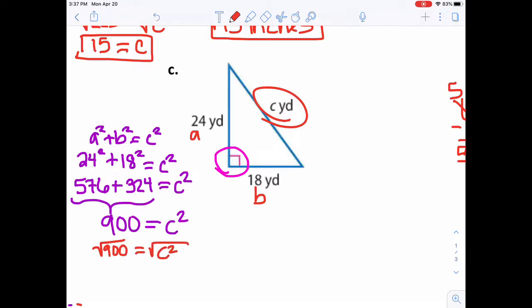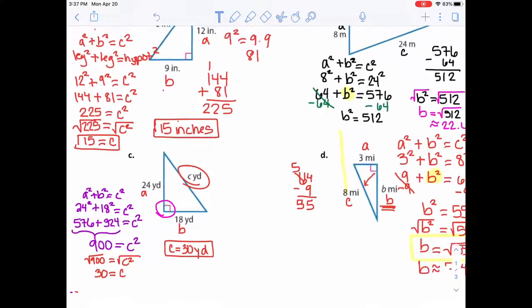Now the square root of c squared is c. And the square root of 900, you can put that into your calculator, or you might know it's just 30 times 30. So c equals 30, and then we want to make sure we put the units, so c equals 30 yards. Now I think we need to go back and put units on our other problems as well.